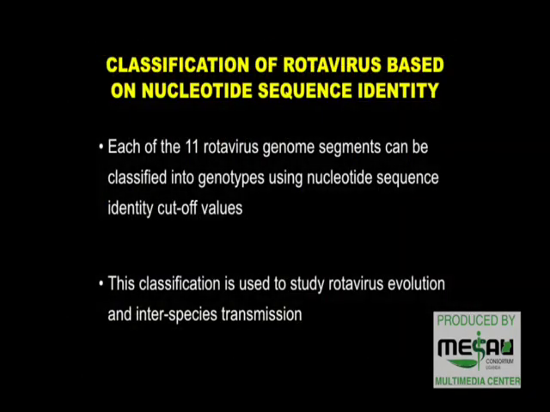Another way we classify rotaviruses is by using the nucleotide sequence identity of the rotavirus genome. So we have some cutoff values. When you get a certain cutoff of how similar those nucleotides are, then it gives you that genotype, and you're able to name that genotype. And this classification, we use it in studying rotavirus evolution and interspecies transmission.